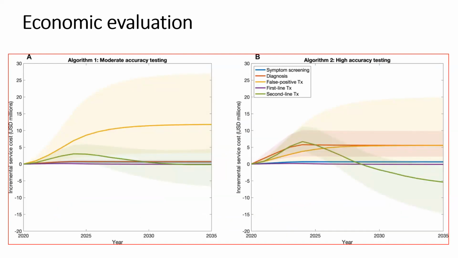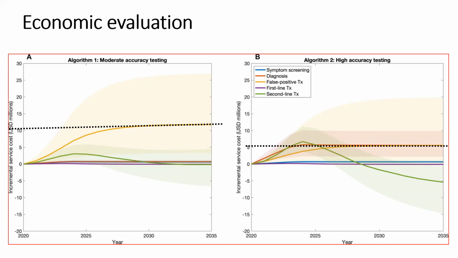This is for both algorithms, because they had two algorithms: a moderate accuracy testing and a high accuracy testing. The moderate accuracy testing was a little bit expensive, as shown here, compared to the high accuracy testing.